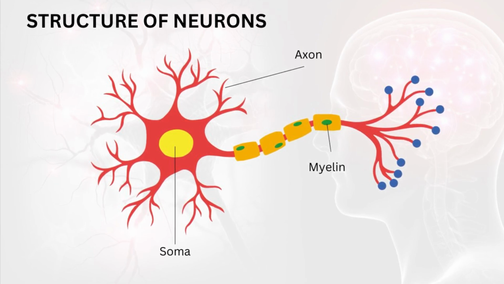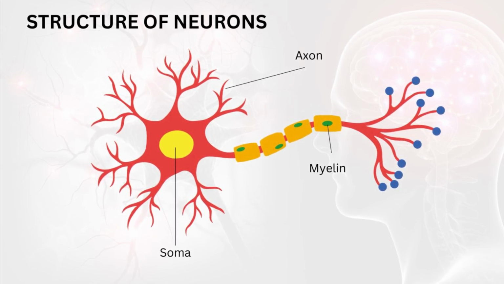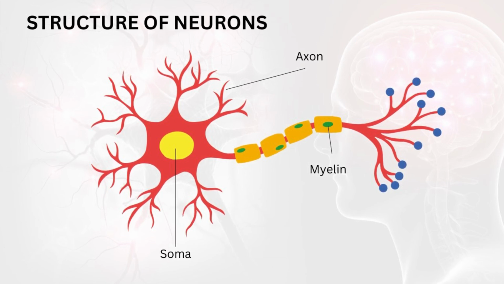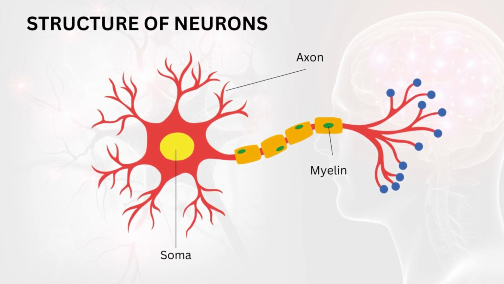So the structure of the neuron basically consists of an axon, dendrites, myelin, and a soma, and many other parts. But we're more specifically going to focus on the dendrites, the axon, and the myelin.